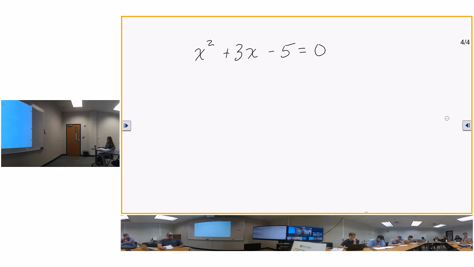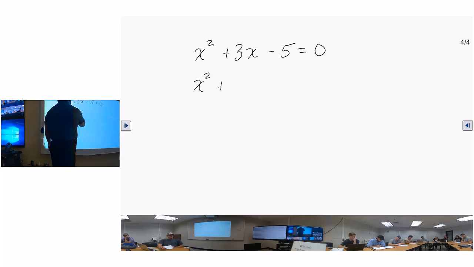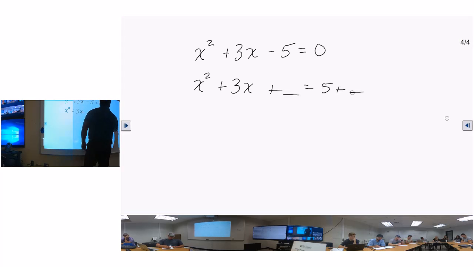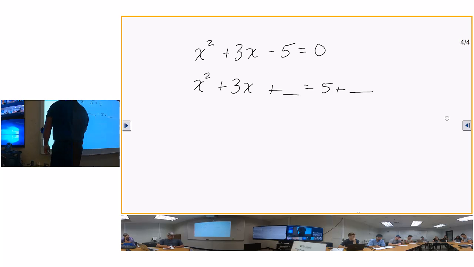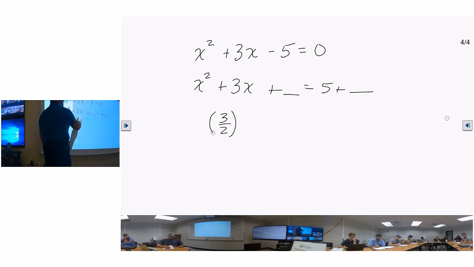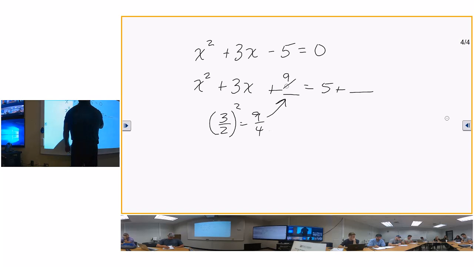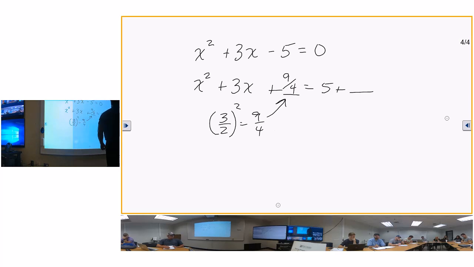All right, so x squared plus 3x plus blank is equal to 5 plus blank. Half of 3 is what? 3 halves. 3 halves squared is 9/4. Now, if you can't do that simple math, we need to talk about you being in general math instead of college algebra.